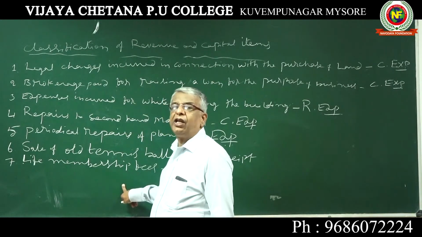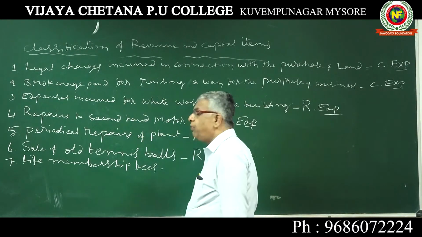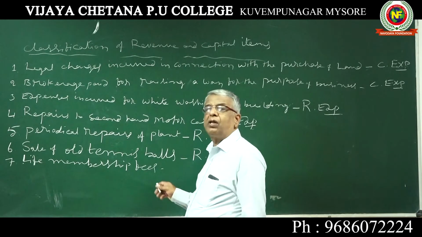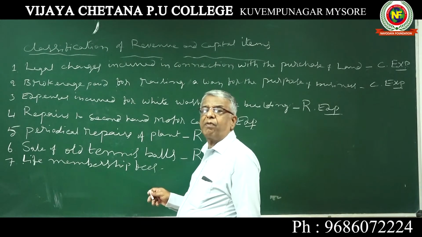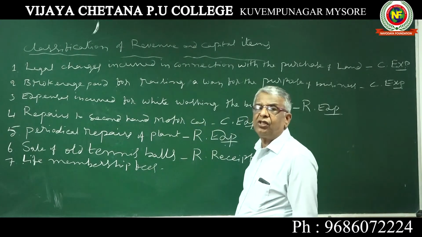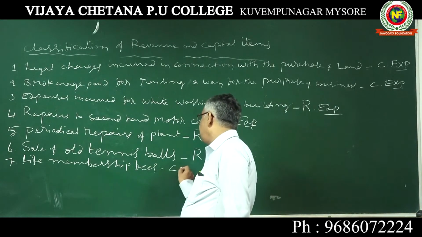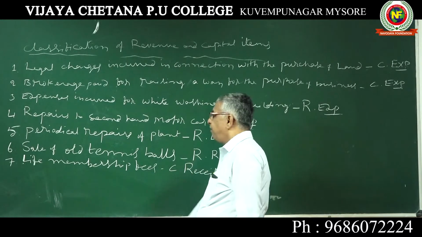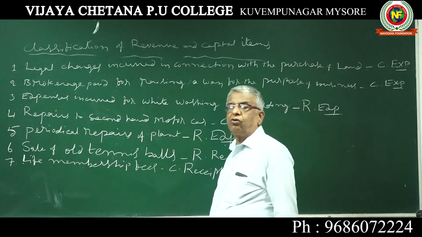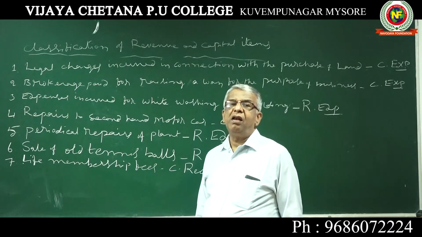Life membership fees is considered a capital receipt. Only one time do we receive it from the member. It is a lump sum amount given by the member to become a life member of this not-for-profit organization. Therefore, it is a capital receipt. This should not be taken into the income and expenditure account. This amount has to be added to the capital fund.